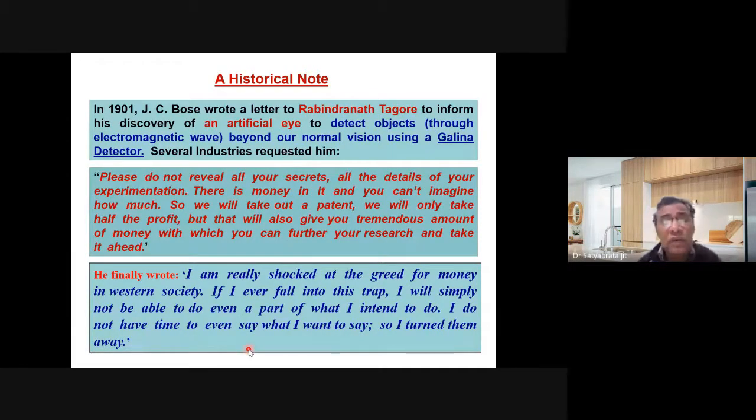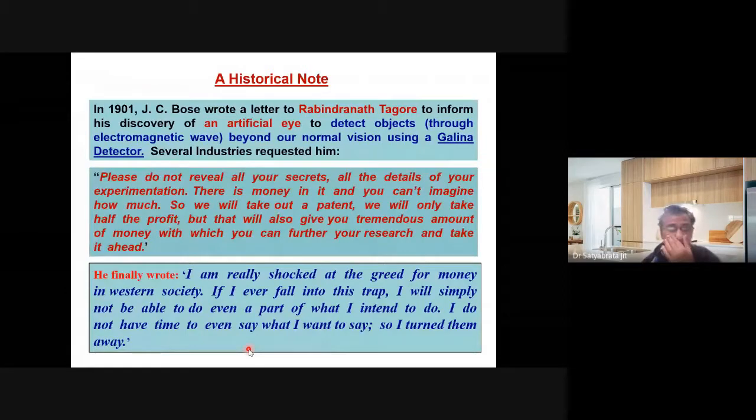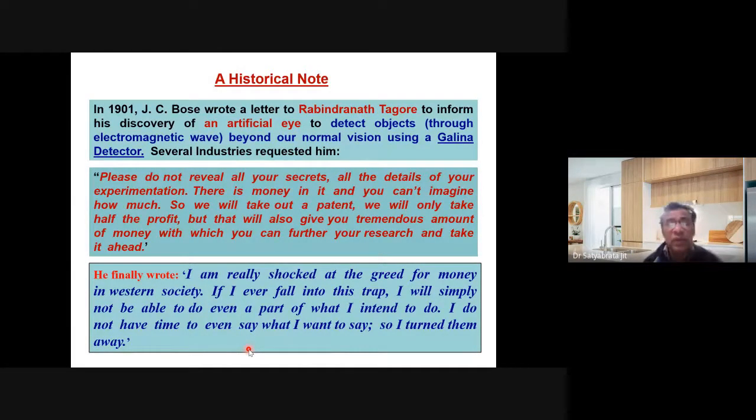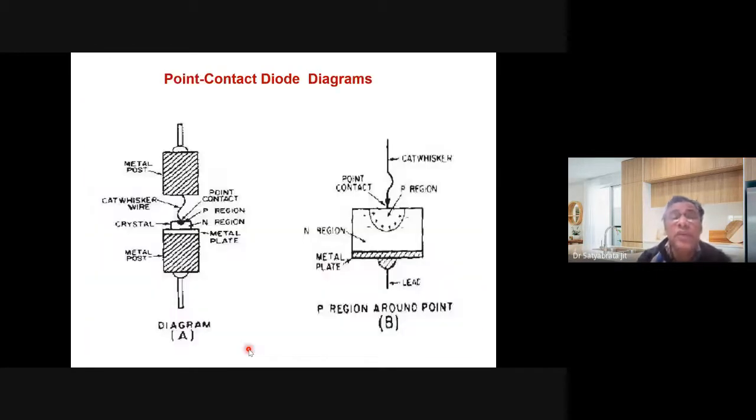So what he considered was that he returned all the industries, and they refused. He simply refused the request of the industries. But somehow, I told you the history of that one, it was patented by Jesse Bose with the help of Sarah Bull, and now the rest of the things become history.